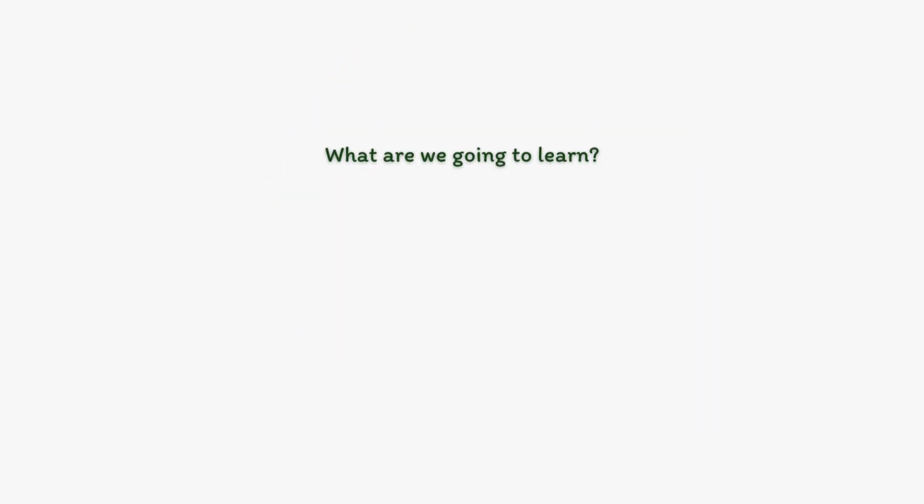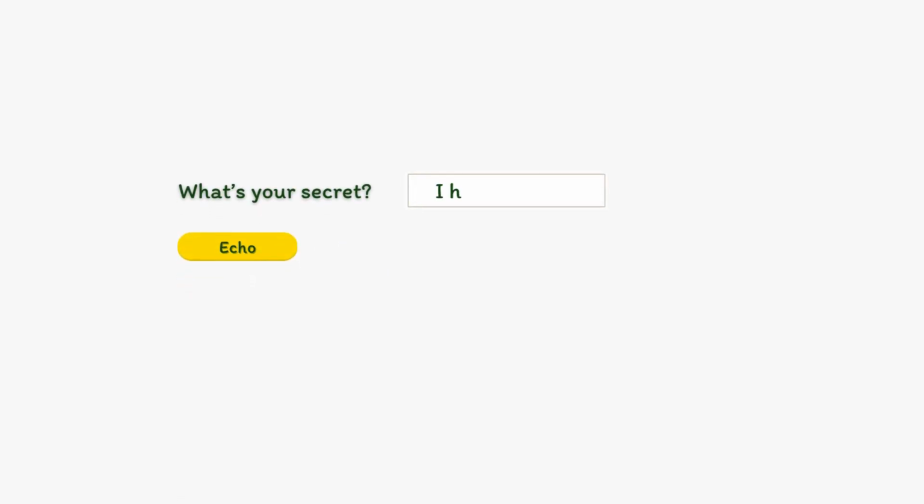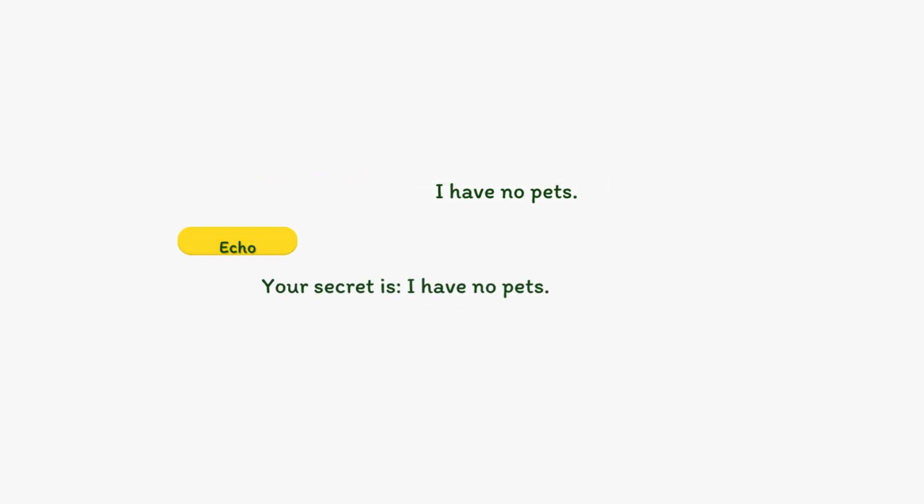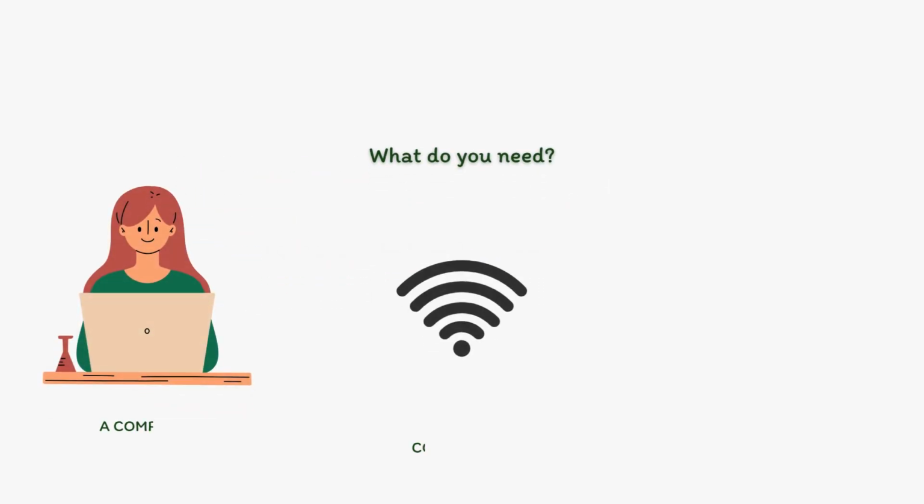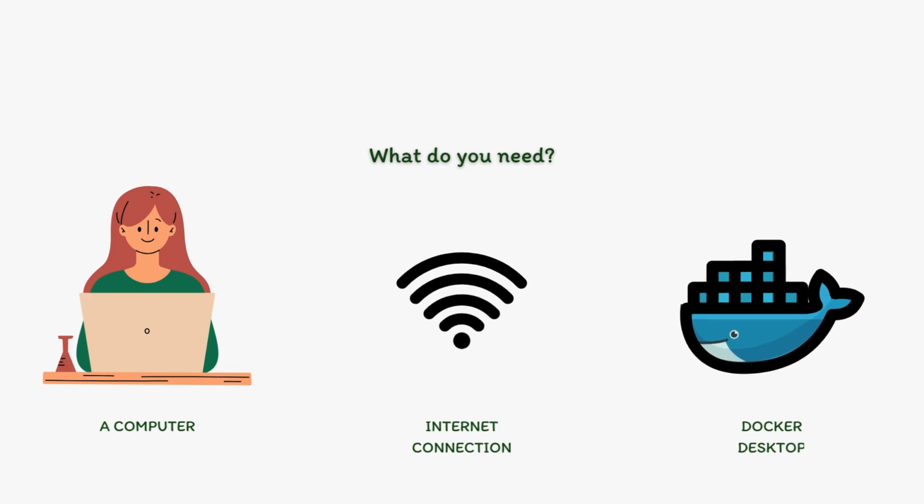First off, what are you going to learn? Well, how to build said containers on your machine. And basically, we're going to run a tiny little app where you type in a secret, click on a button, and it displays it back to you. And the only thing you'll need is a computer, internet connection, and a tool called Docker Desktop.